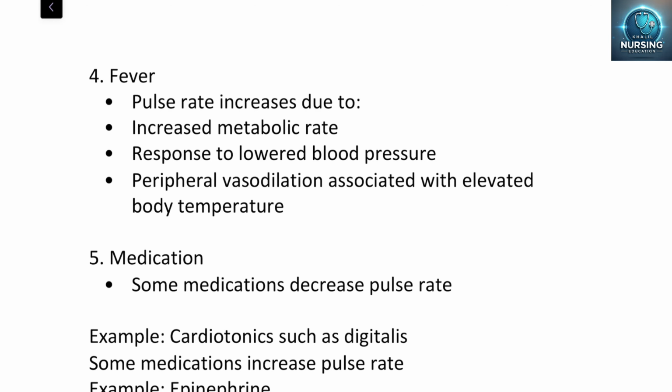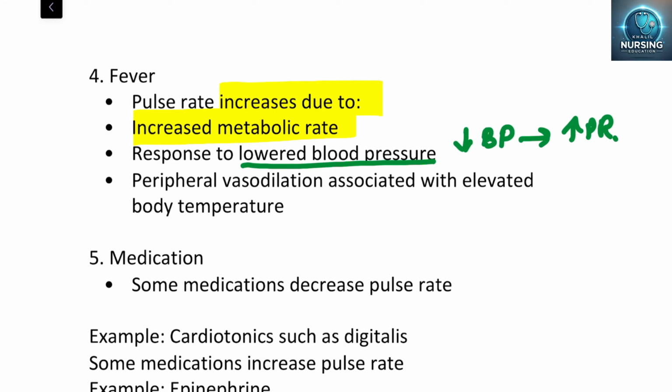Fever will also make the increase in the pulse rate. Increased metabolic rate also will occur in the fever. Okay, next, in the fever, response to the lowered blood pressure. Due to the lowered blood pressure, there is an increase in pulse rate. You think like that. Clear?